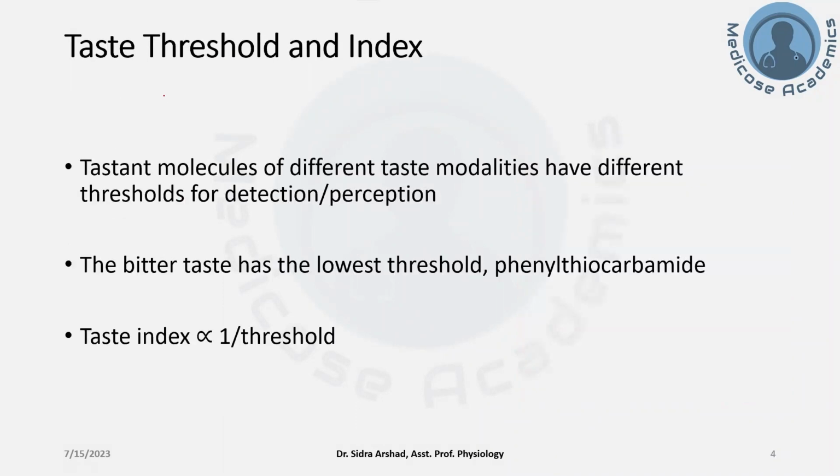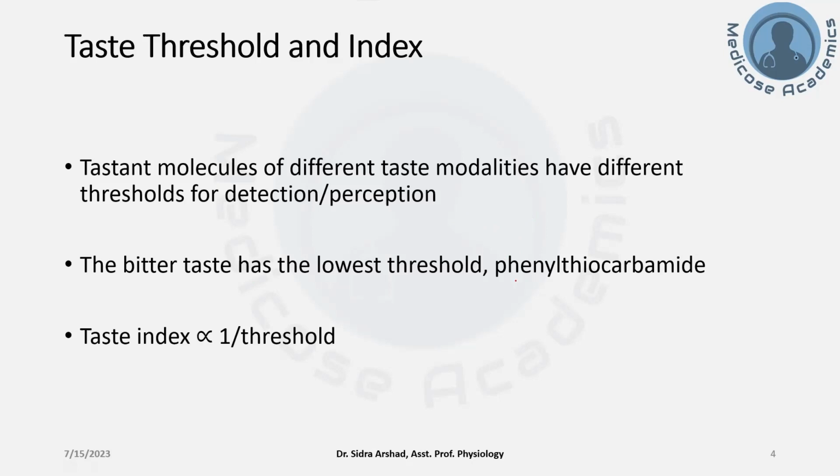There is a concept which is known as taste threshold. Obviously, molecules of different taste modalities are going to have different thresholds for detection or perception. As can be seen, the bitter taste is going to have the lowest threshold. There is high sensitivity to bitter taste, and that is why bitter taste is used to check for taste blindness. In individuals who may be blind to taste, bitter compounds are usually used. In that way, it can be assessed whether they are completely insensitive to taste sensation or not.